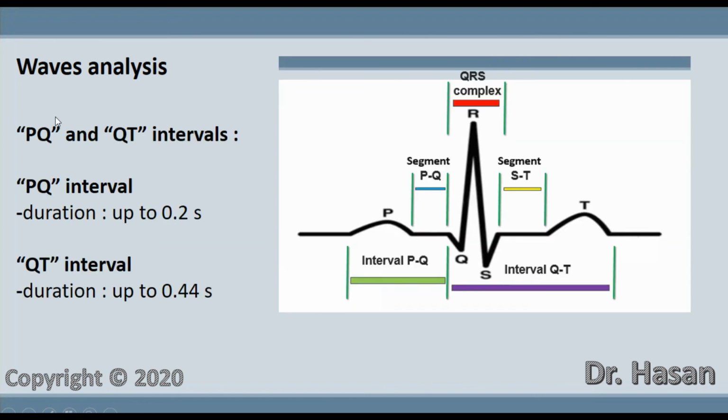Analysis of the PQ and QT intervals. When considering these intervals, we should pay attention to their duration. Normally, the PQ interval is up to 0.2 seconds. The QT interval is up to 0.44 seconds.